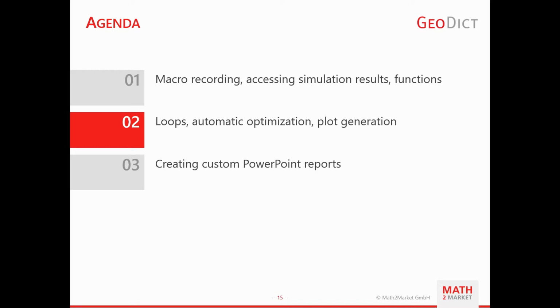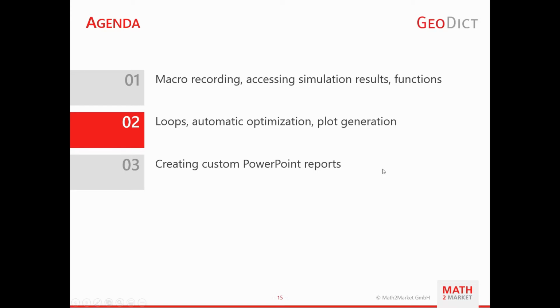Hello and welcome back to part 2 of the GeoPython Advanced workshop. In part 1 we've recorded a macro which generates a fiber structure and then runs a flow simulation and outputs the permeability. Then we have reorganized this code into a neat function that we can call, which we will now make use of in part 2. In part 2 we will look at loops, automatic optimization of material properties and plot generation.